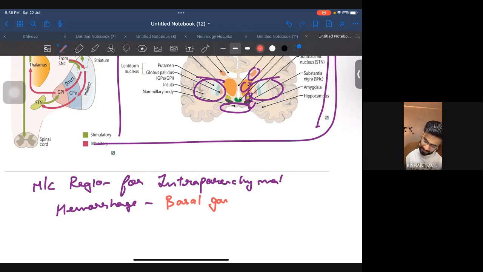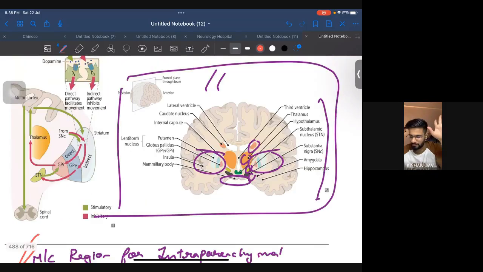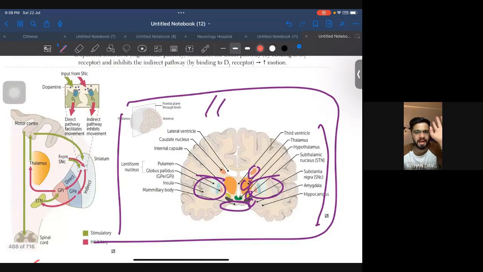Okay, basal ganglia is the most common location for intraparenchymal hemorrhage. This is a one-liner. They won't ask a one-liner. They will ask you to diagnose intraparenchymal hemorrhage, and based on that, where is this? Basal ganglia. So on this page, you have to remember this diagram, from up to down, perfectly.